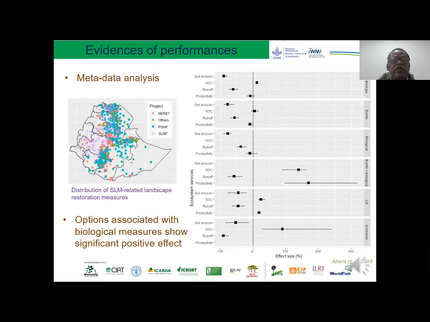We also did a national analysis. There are huge interventions across the country, and we reviewed literature which analyzed the impacts of those interventions. Around 120 papers were reviewed and a meta-analysis conducted. The result shows that biological options complemented with enclosures and conservation agriculture provide significantly higher yield and soil carbon, and also play a significant role in reducing soil erosion compared to some of the interventions such as Fanya juu or terrace only. So this can provide evidence on what we should plan where.